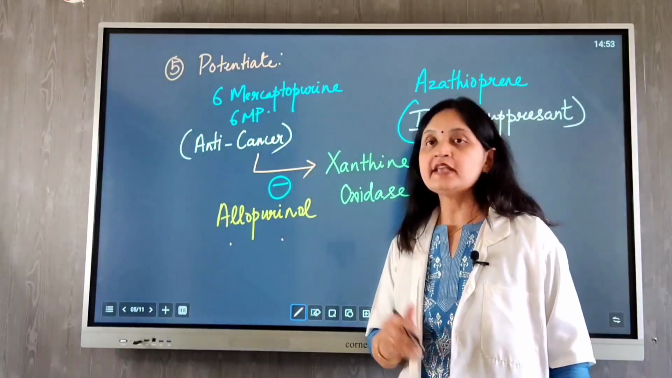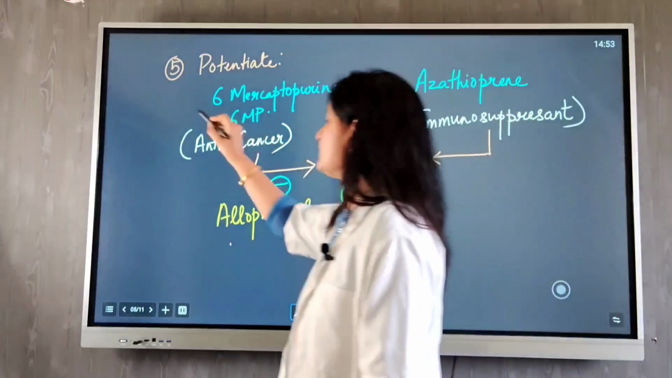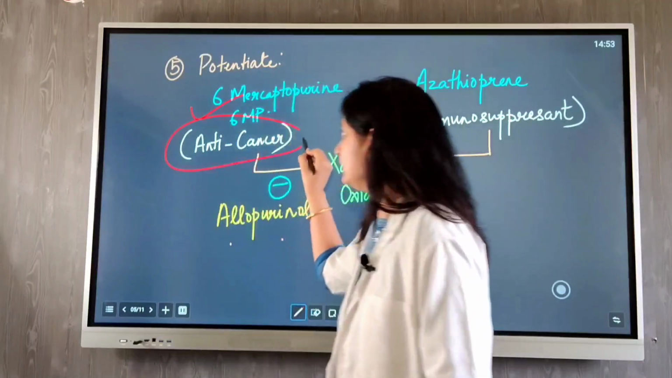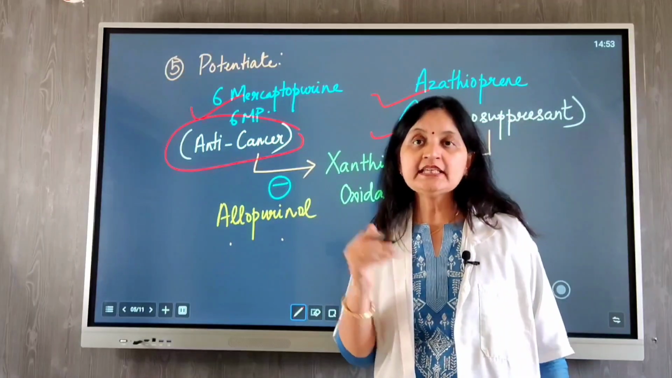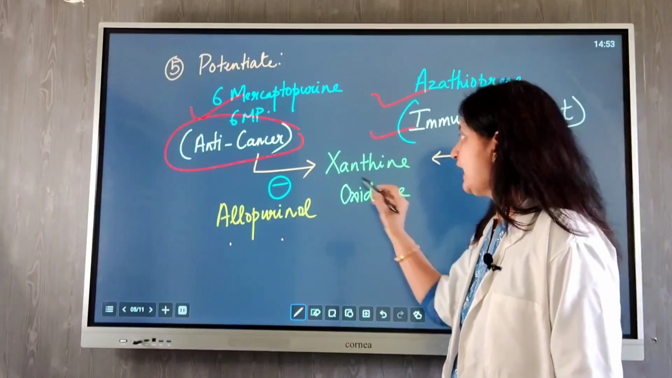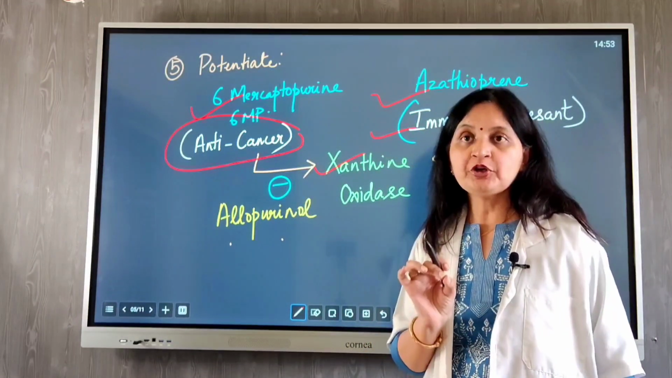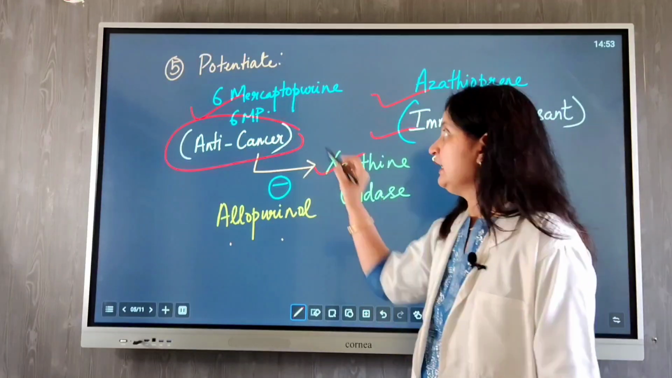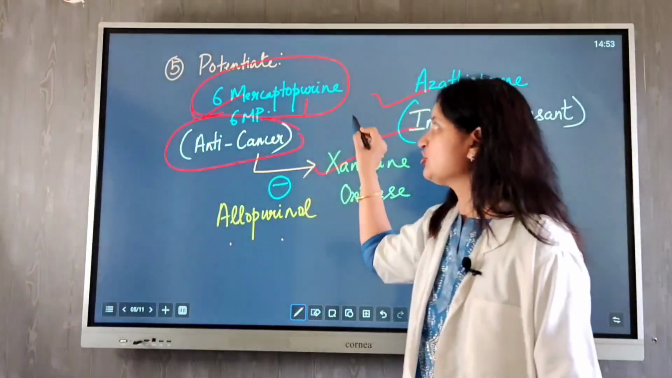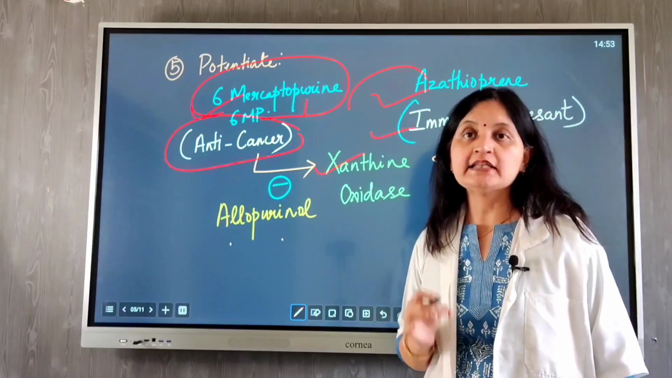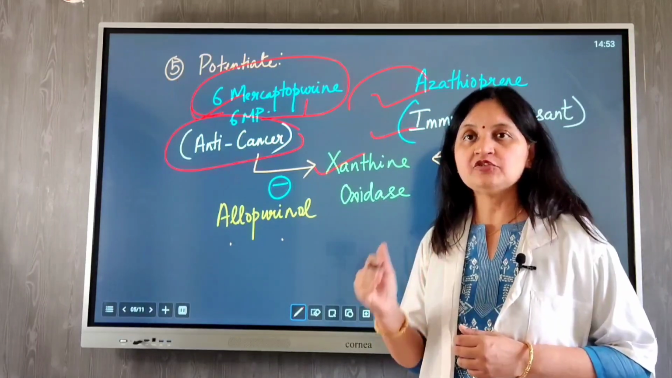Now the next use is that allopurinol can potentiate the actions of certain drugs such as 6-mercaptopurine, which is an anti-cancer drug, and azathioprine, which is an immunosuppressant drug. Now these drugs are metabolized by xanthine oxidase, which is the same enzyme that is inhibited by allopurinol. So allopurinol, by inhibiting xanthine oxidase, decreases the metabolism of mercaptopurine, thus enhancing the actions of 6-mercaptopurine and azathioprine. So in this way it helps to potentiate the actions of both these drugs.